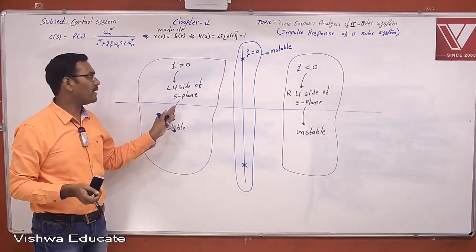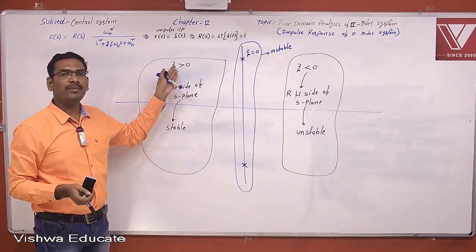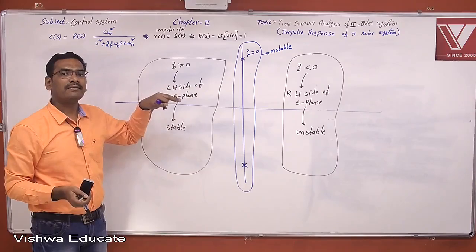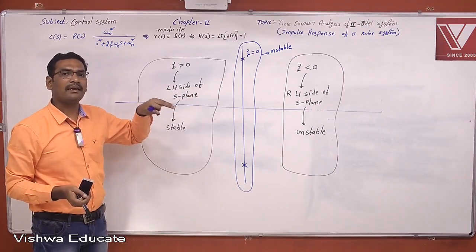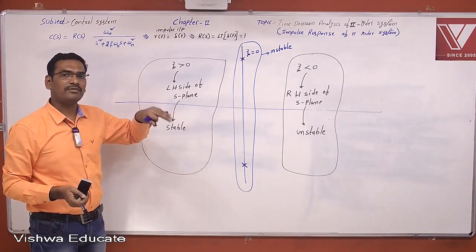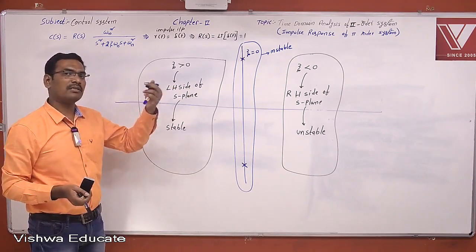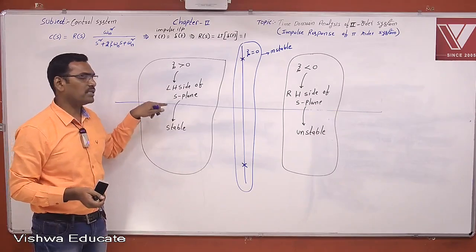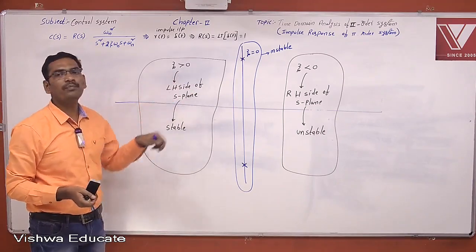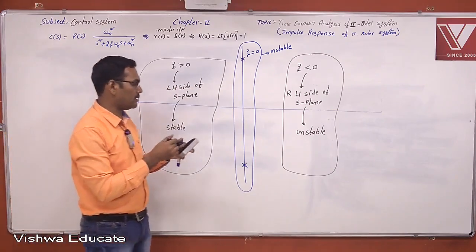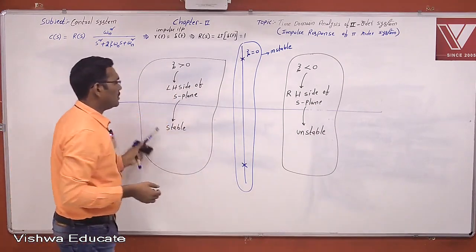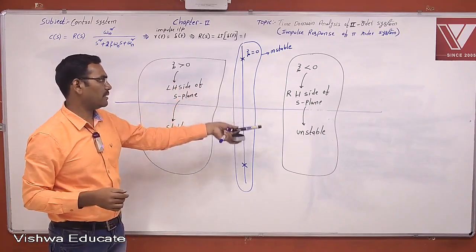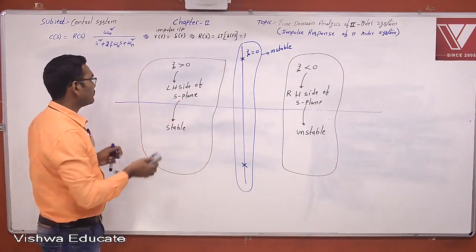If it is on the left hand side, the damping factor zeta should be greater than 0. That is the reason why in the underdamped response, zeta is less than 1, but I don't take negative values because the poles already lie on the left hand side. The system is stable, therefore zeta should be greater than 0. So this is why the second order system behavior completely depends upon the damping factor zeta, hence proved.